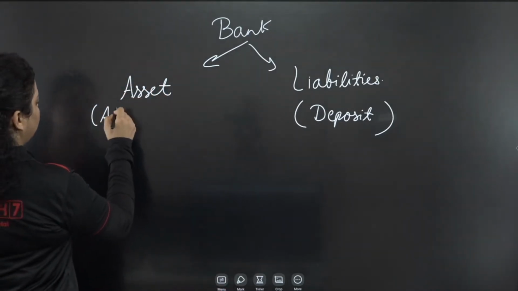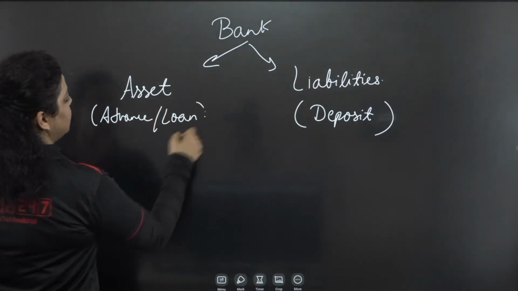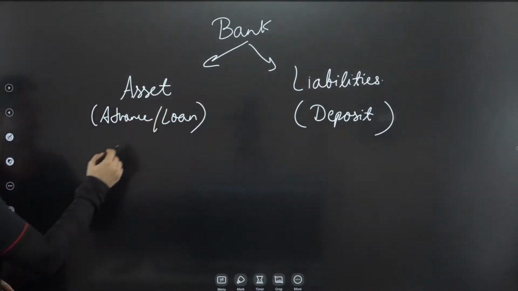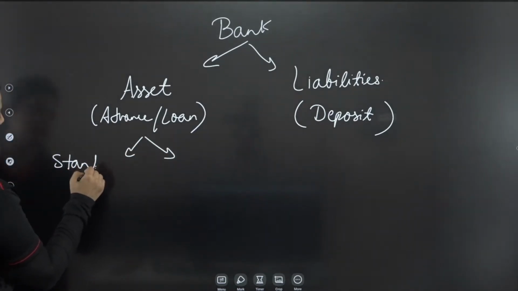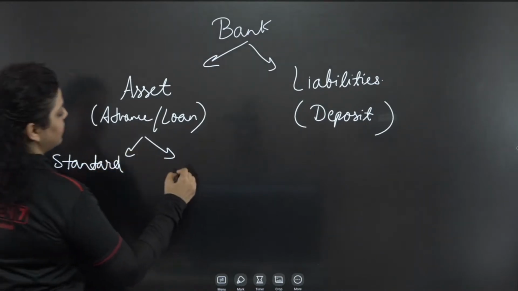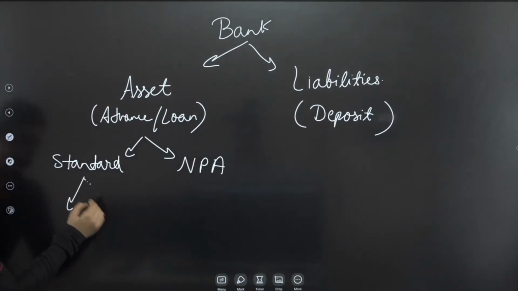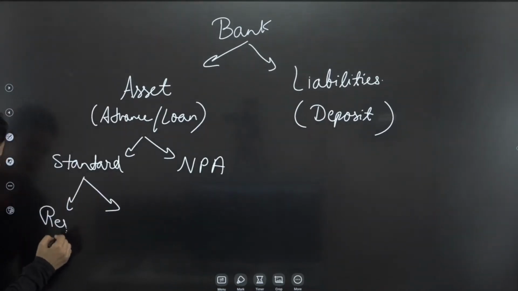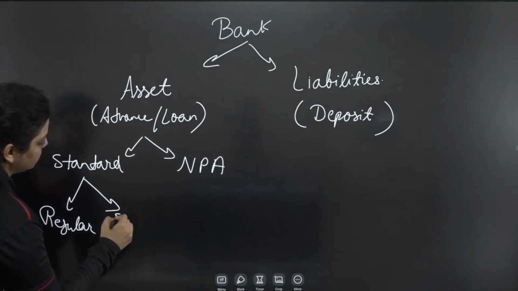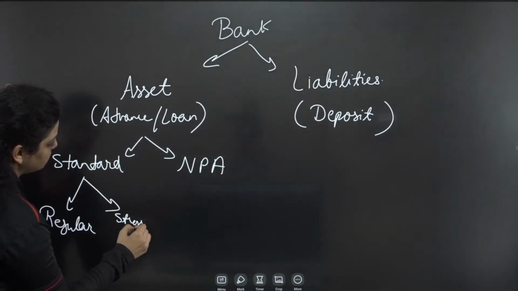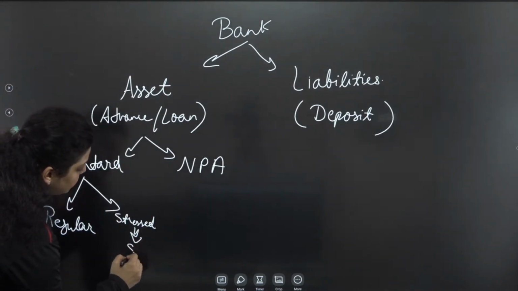Till now we discussed assets. An asset is simply the advance a bank is giving to the customer, or we can say the loan a bank is giving to its customer. That is your asset. And these assets will be divided into 2 parts. First is the standard asset and second is NPA, that is non-performing asset. In the standard asset there are 2 types: the regular asset, and the second one is stressed assets. These stressed assets cover your special mention account.